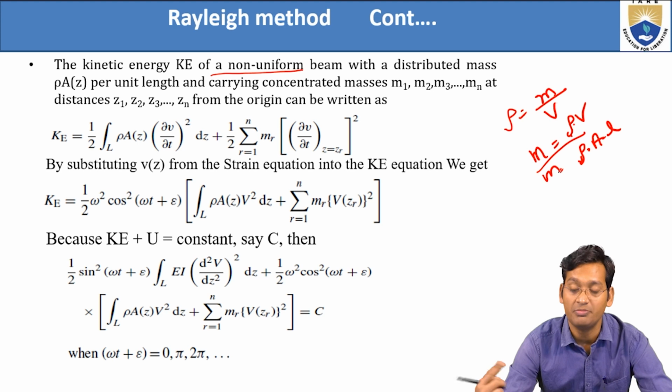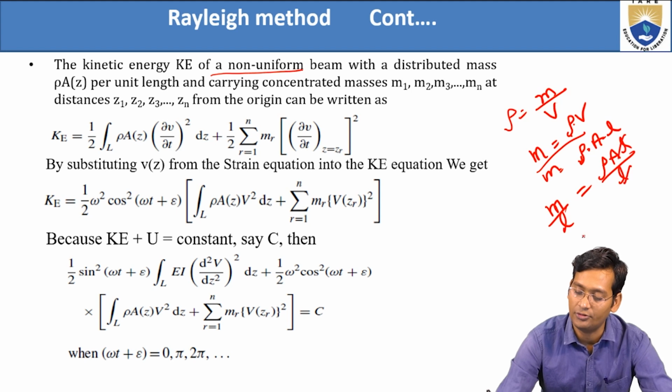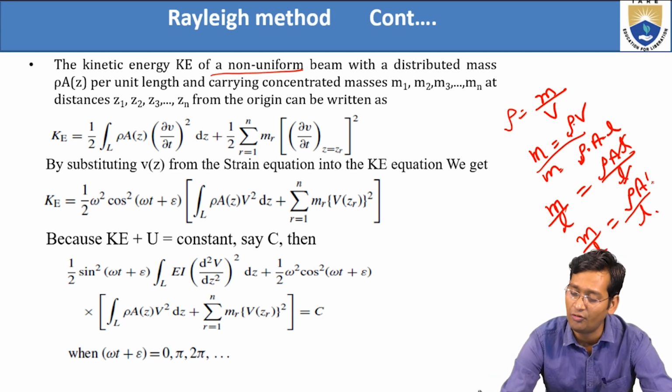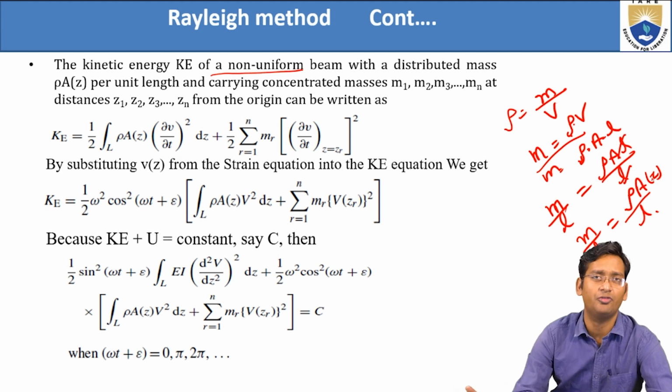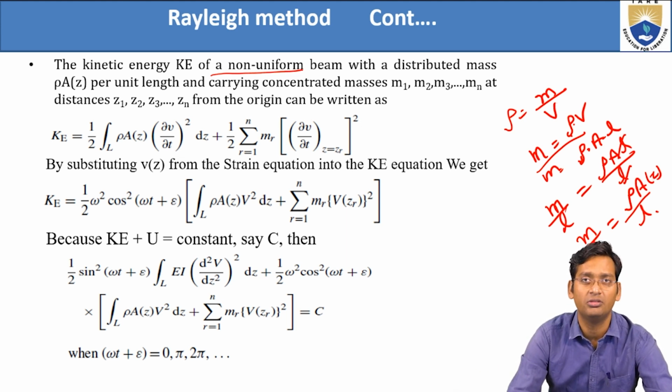This is M. But what we have to find is mass per unit length, M by L. Mass per unit length is rho A L by L, L cancels, so mass per unit length is rho A. Here A depends on z, that's why A of z, same like V of z. So here A of z: z is not a parameter, it is a variable with respect to z.